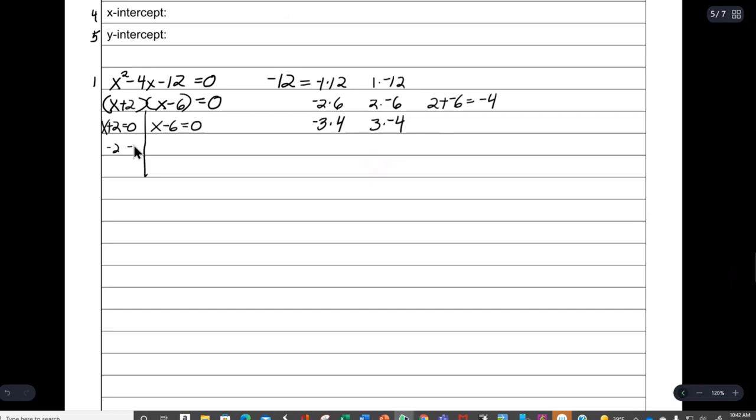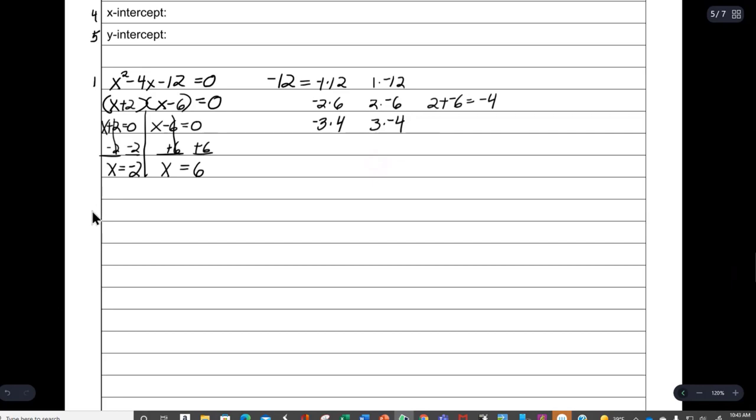Subtract 2, subtract 2 on the left. Add 6 on the right. And since 2 minus 2 is 0 over here on the left, that will leave me X equals 0 minus 2 is negative 2. And over here, same thing, negative 6 plus 6 is 0, leaving me X equals 0 plus 6, which is 6.